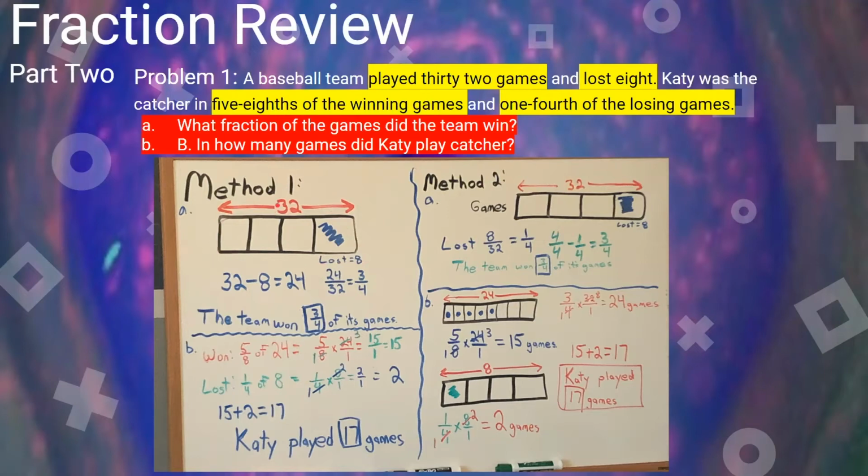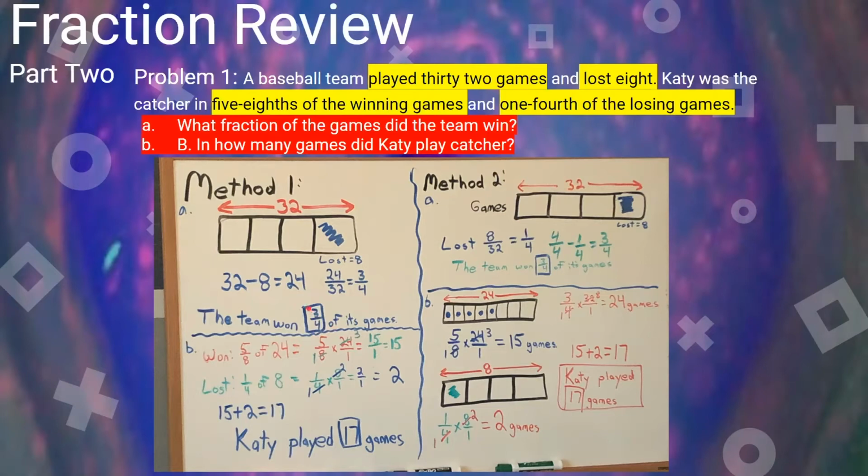And what do we know? We know that there's 32 total games played and they lost 8. So if we break our tape diagram into 4 parts, we wind up with 32, and we subtract 8, we wind up with 24. 24 parts of 32 is equivalent to 3/4, which is represented in our tape diagram. 1, 2, 3, 4, and they lost 1/4, which means they won 3/4 of their games.